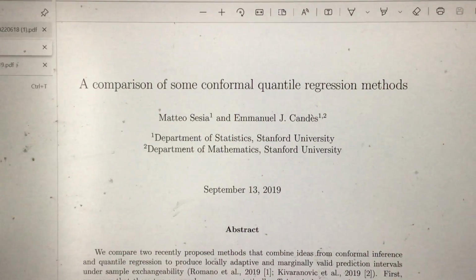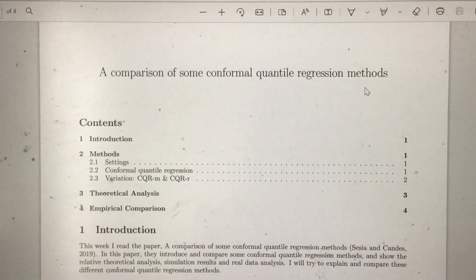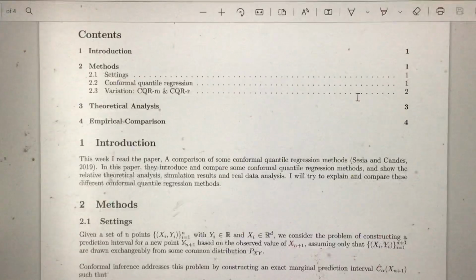So I just put some important things into my report. This week I read the paper, a comparison of some conformal quantile regression methods. In this paper, they introduce and compare some conformal quantile regression methods and show the related theoretical analysis, simulation results and real data analysis. So I will try to explain and compare these different conformal quantile regression methods.